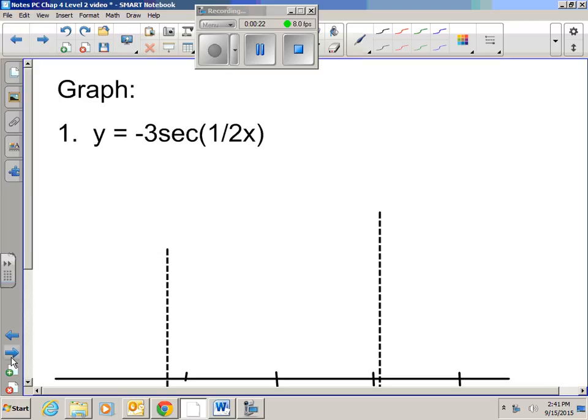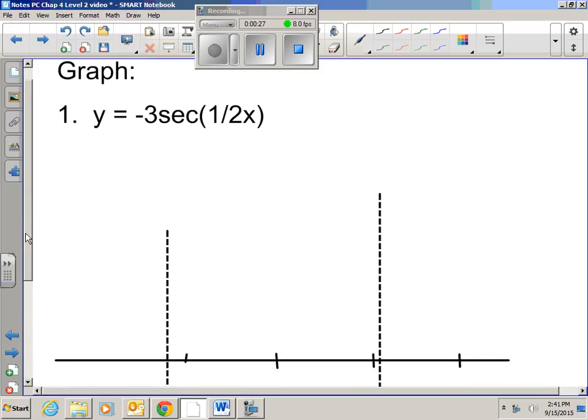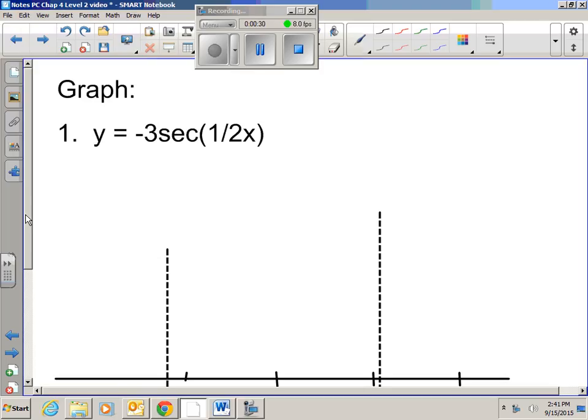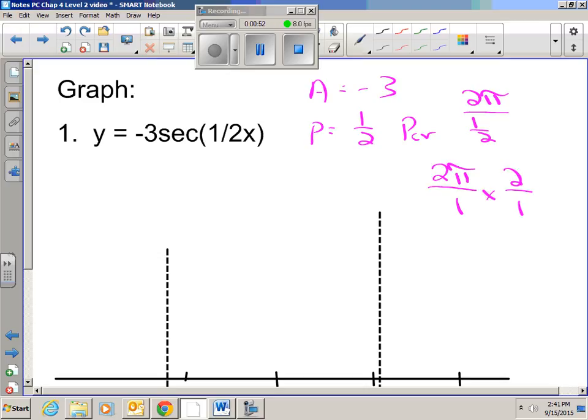And again, let's think about before we graph a secant. Secant is the reciprocal of cosine. So I'll figure out my period and then graph a cosine curve. As I'm looking here, I know that my A is -3. My P is equal to 1/2, which means my period is 2 pi divided by 1/2, which is 2 pi over 1 times the reciprocal of 1/2, which equals 4 pi. So my period is 4 pi, okay? And H and K are both 0.